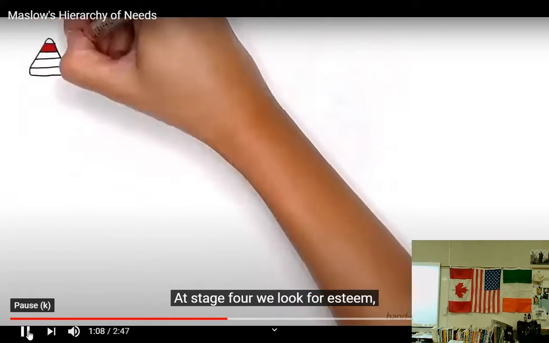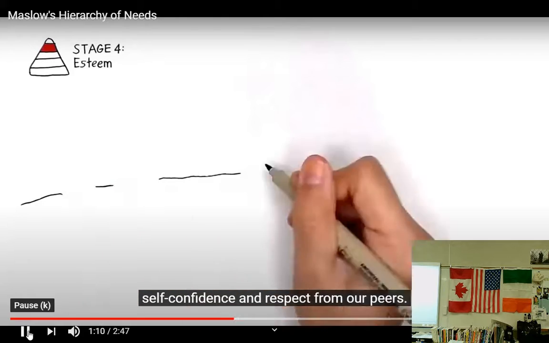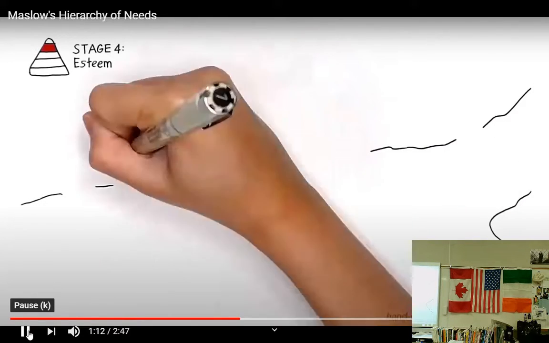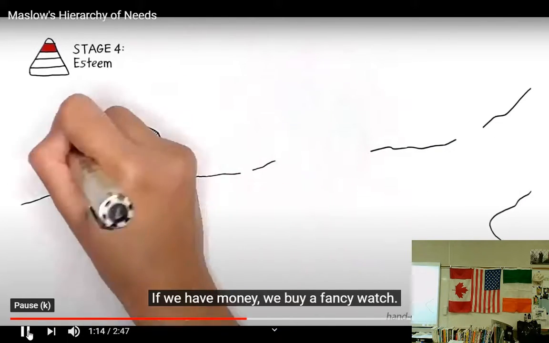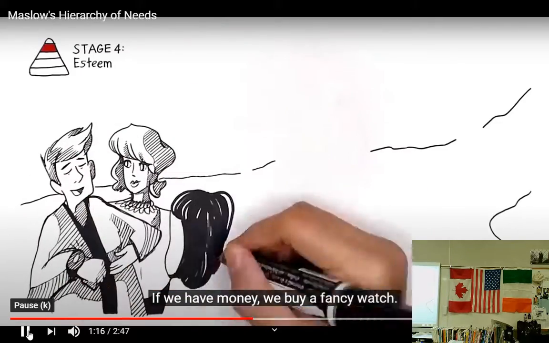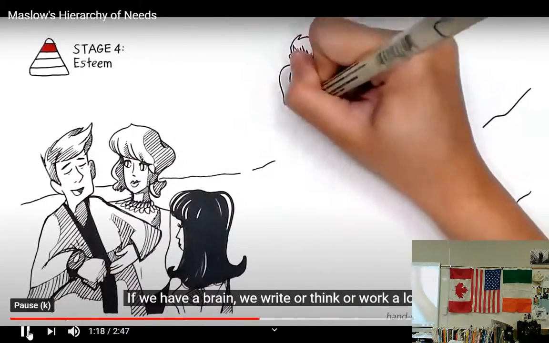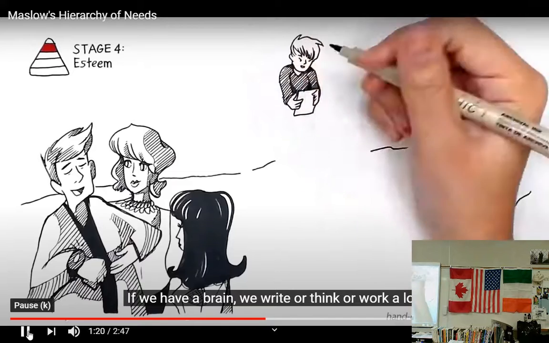Stage 4, we look for esteem, self-confidence, and respect from our peers. We want to be someone. If we have money, we buy a fancy watch. If we have a brain, we write or think or work a lot.